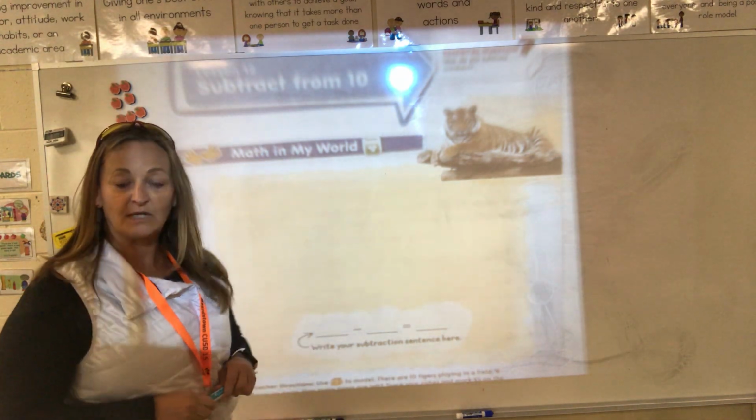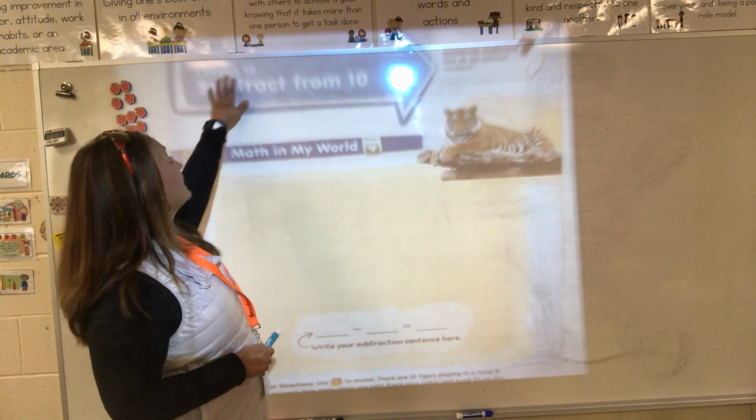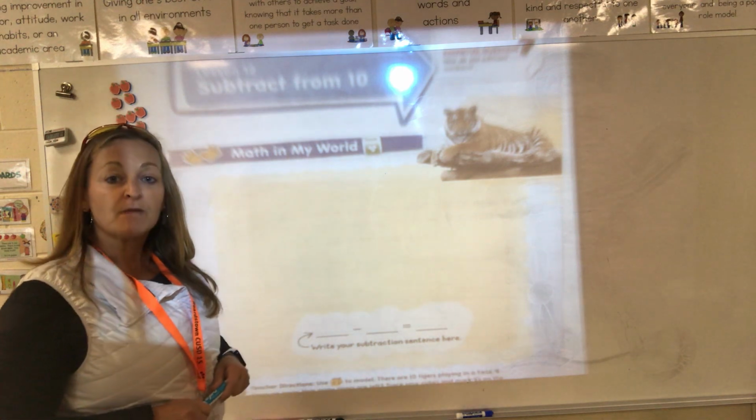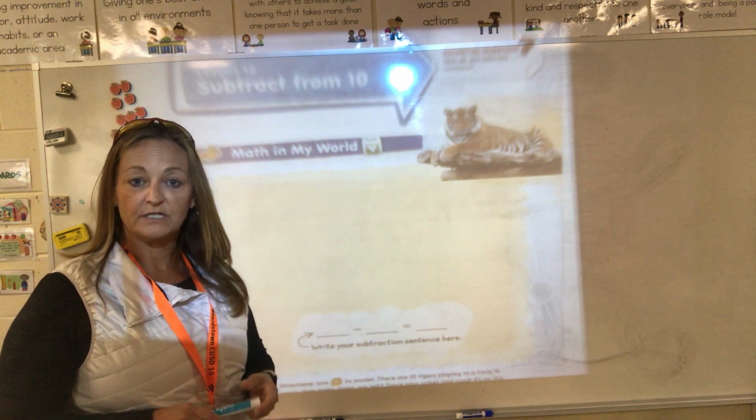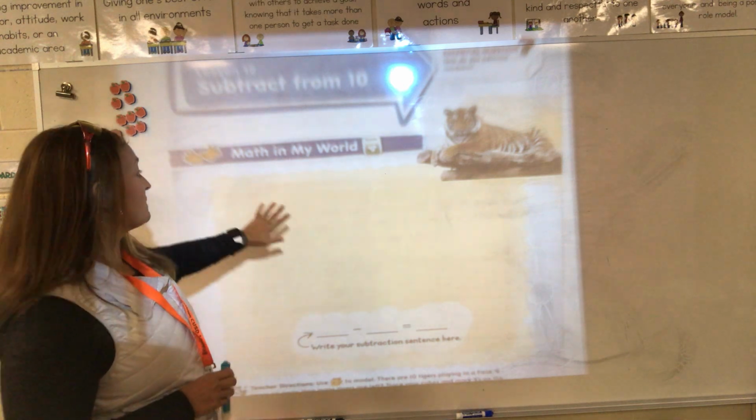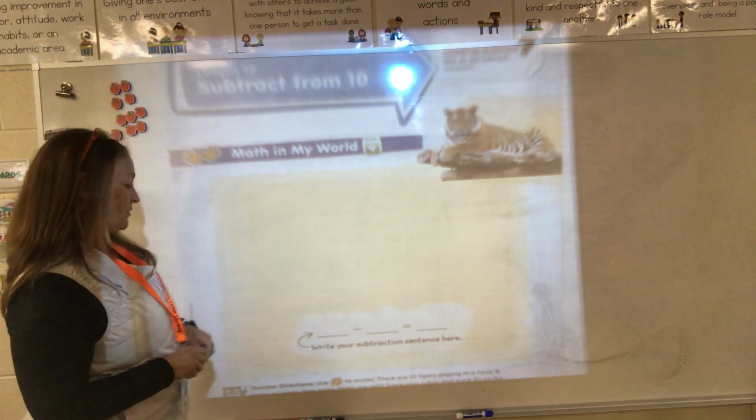Today we're going to look at taking away from 10. So we will be working on lesson 12, and you should have your counters or your Unifix cubes ready in case you need to use those to do your math. So when we look at the first one, it says Math in My World.